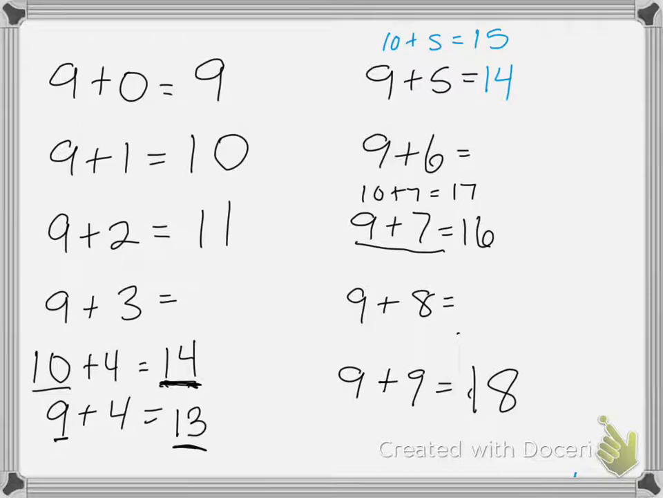Well, I think that 10 plus 8 equals 18, so 9 plus 8 has to equal 17. Okay, let's try 9 plus 3. So 9 plus 3, I think, okay, what's 10 plus 3? 10 plus 3 is 13, so that means that 9 plus 3 has to equal 12.